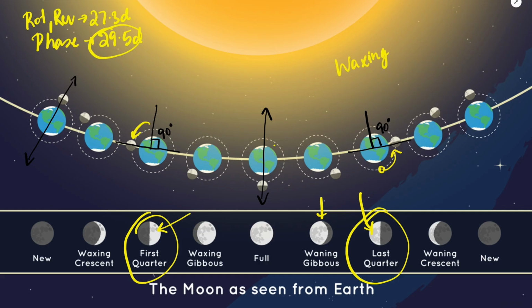Then we have waxing and waning phases. Waxing is when the illuminated portion increases, while waning is when the illuminated portion decreases. So now we have seen that the phases take 29.5 days, but the rotation and revolution take only 27.3 days. Let's see why the phases take an extra 2.2 days.